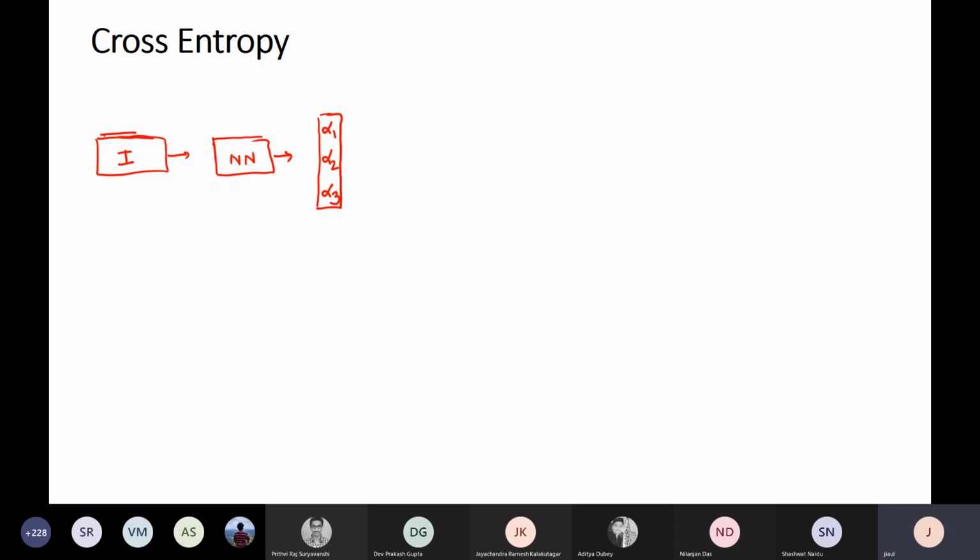These are basically unnormalized values. Then what do people do? People apply softmax here. So you apply softmax here.